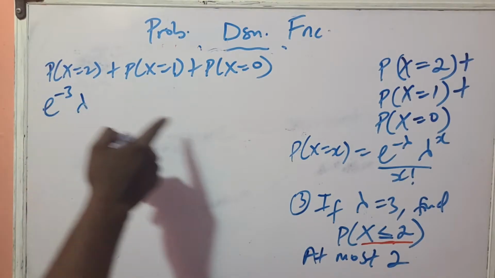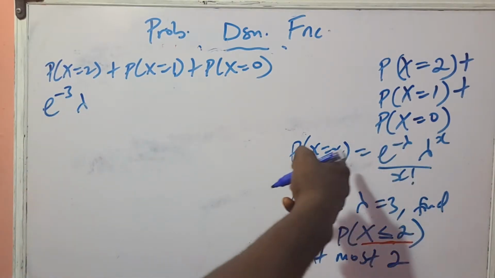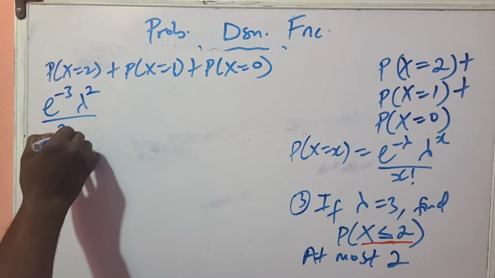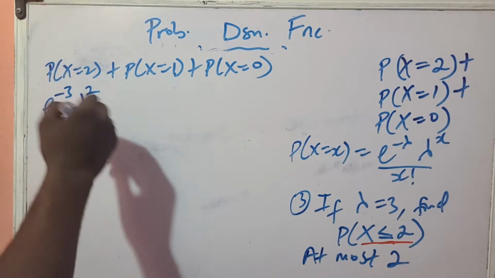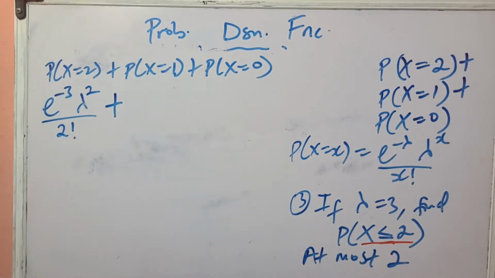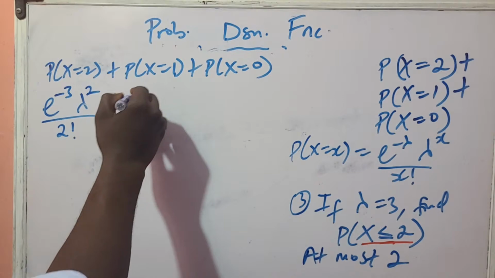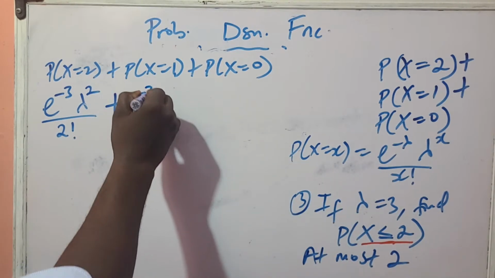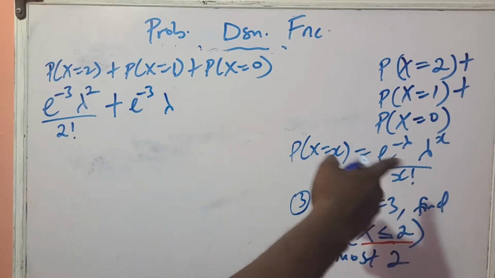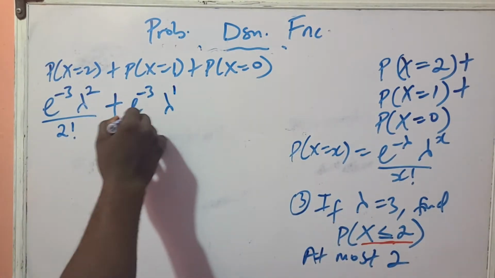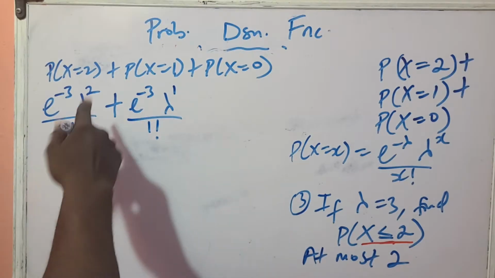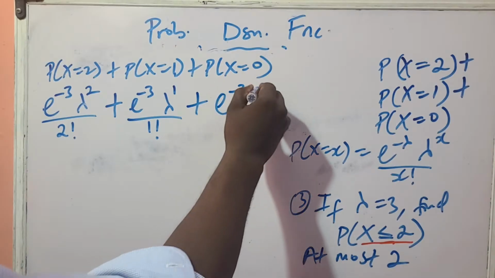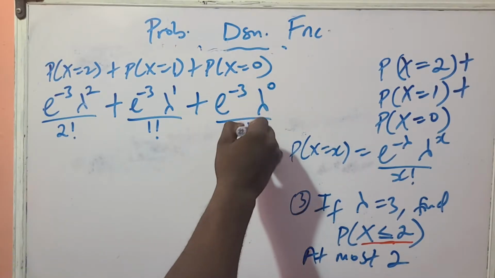Then lambda raised to power x, but your x is 2 in this case. So that will be lambda raised to power 2 over 2 factorial. That's for this. Plus, for when x was 1, the same thing, because lambda is still going to be the same. Lambda is 3. That's the average rate. So in this case, you have e raised to power minus 3, then lambda raised to power 1 over 1 factorial. Following the same thing, we'll do for that of 0. e raised to power minus 3, then lambda raised to power 0 over 0 factorial.